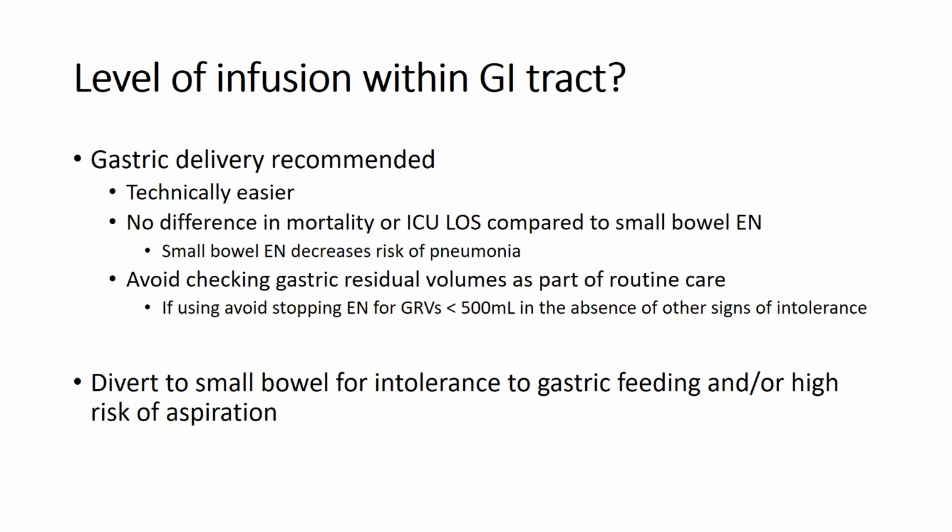So ESPEN and the CCM and all the other nutrition guidelines would suggest avoiding checking that because it is only one component. Now, if you were to use that information and take that in the larger picture and make a determination, it would make sense to kind of hold feeds. But keep in mind that the gastric residual volumes are only one component. And if you are checking that gastric residual volume, really use that number of 500 and not necessarily like 200 or 300.